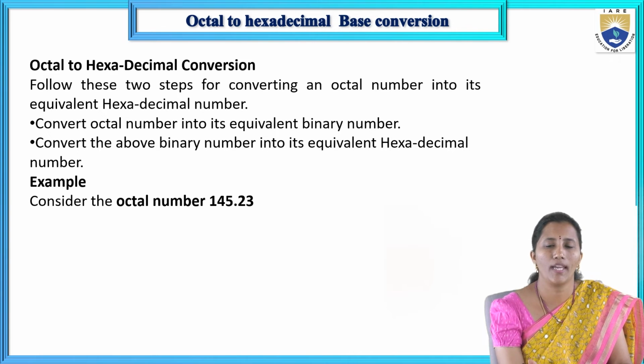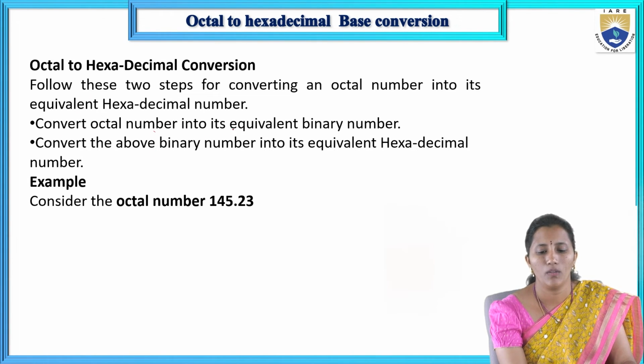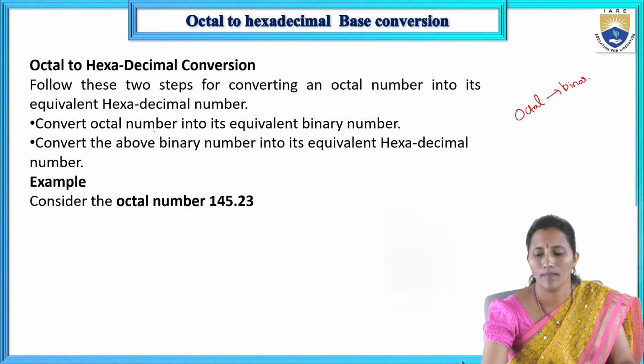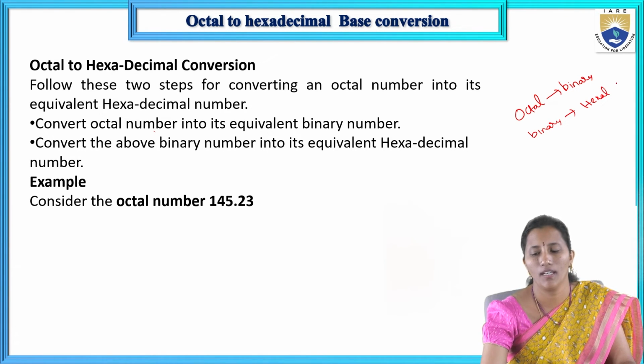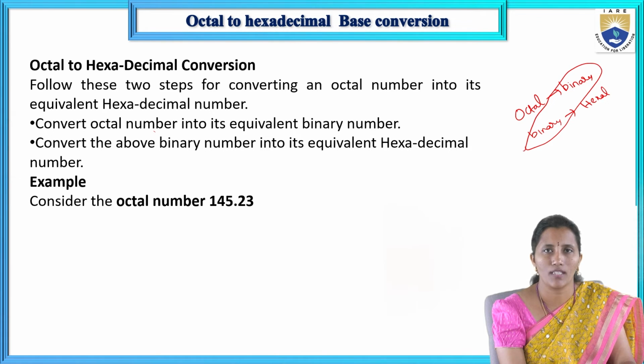Octal to hexadecimal conversion. First, what do we have to do? Convert the octal number into its equivalent binary number, then convert the binary number into a hexadecimal number. So here we are using the binary number system as an intermediate step to convert octal to hexadecimal.